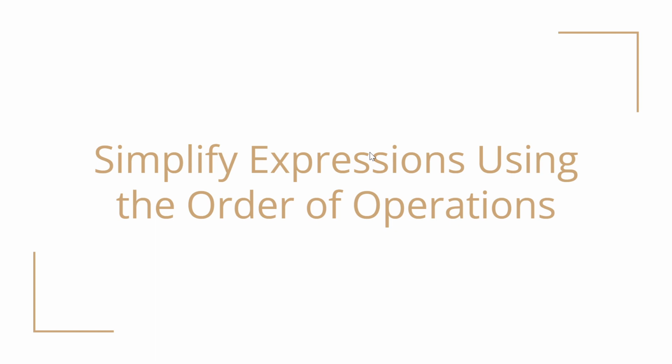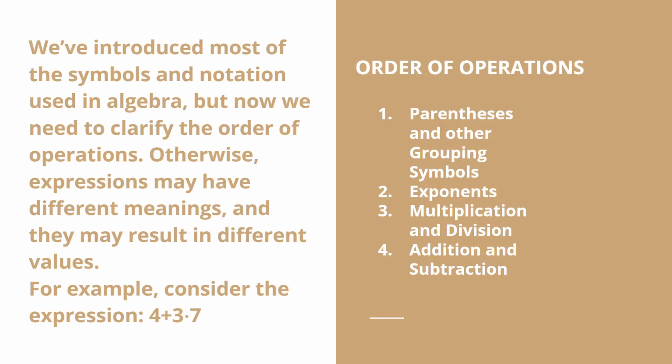Simplify expression using the order of operations. We have introduced most of the symbols and notation using algebra, but now we need to clarify the order of operations, otherwise the expression may have different meanings, and they may result in different values. For example, consider expression 4 plus 3 times 7. Some students may say that it's equal to 25, and some may say that it's equal to 49, because 4 plus 3 equals 7, 7 times 7 equals 49. Or 3 times 7 equals 21 plus 4.